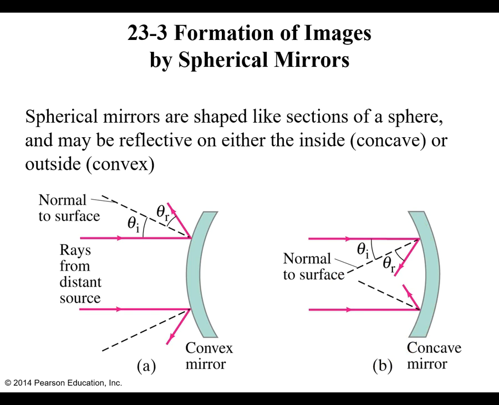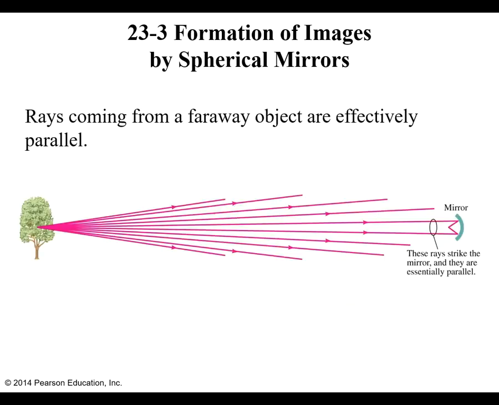Now, here's how we're going to treat these concave and convex mirrors. We're going to first of all look at a concave mirror in just a second, and then we'll deal with a convex mirror a little bit later. But we are going to act as if these light rays are coming from faraway objects. And when they do, the light rays coming into the mirror can be treated as if they are perfectly parallel. And it's not a bad approximation at all when you're dealing with objects that are far away.